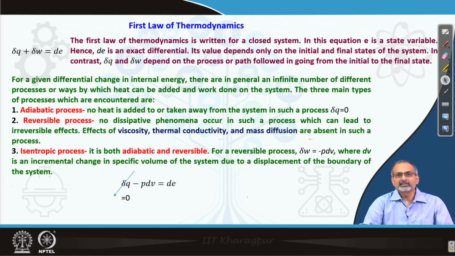For a reversible process, δW can be given as −P dV, where dV is an incremental change in specific volume of the system due to a displacement of the boundary of the system. Now, since the isentropic process is adiabatic, therefore δQ is 0, and therefore the statement would be that −P dV is equal to dE.